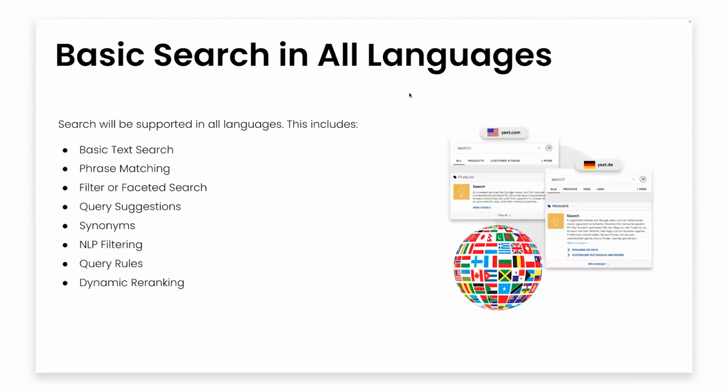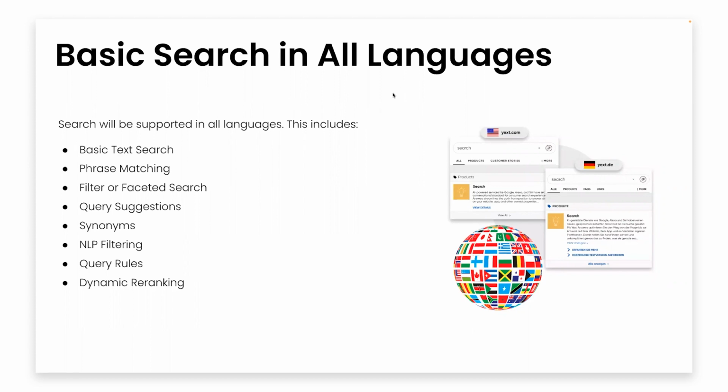So the next thing I want to talk about is we've, as part of this release, added support for basic search in all languages. And so what we mean by basic search is these are the basic text search features that most other platforms will provide you. So these are things like text search and filtering and faceting and things like that.